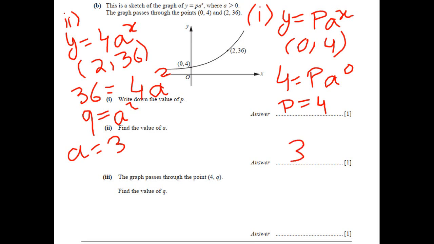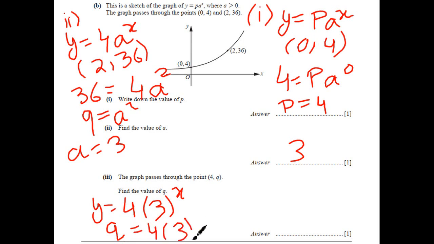Part 3. The graph passes through the point (4, q). Find the value of q. So again, I'll rewrite the equation. y equals p was 4, a came out to be 3, so y equals 4 times 3^x. Now this passes through (4, q), so q equals 4 times 3^4. And this will give us 324.